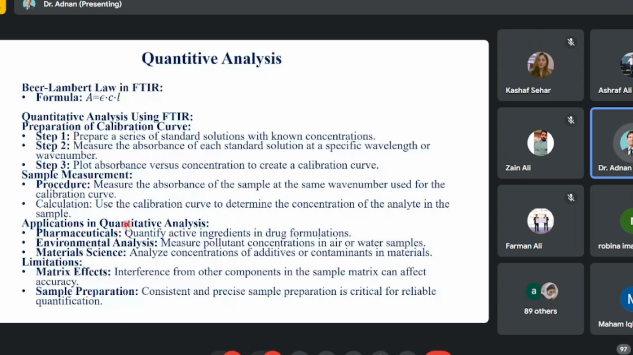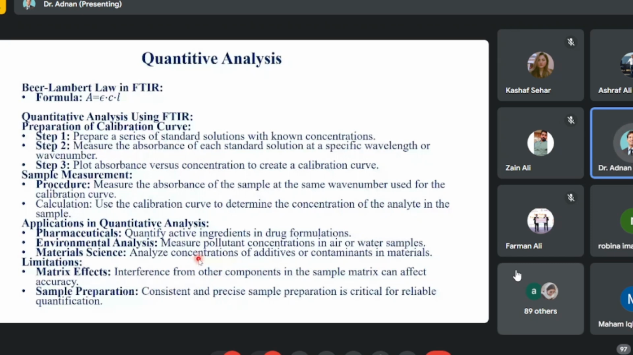You can apply quantitative analysis for pharmaceuticals, environmental analysis, and material sciences. For quantitative pharmaceutical analysis, you quantify active ingredients and drug formulations. You can also use it for environmental analysis, like measurement of pollutant concentration in air, water, or other samples. You can analyze various types of materials, for example polymers, nanomaterials, or other substances.